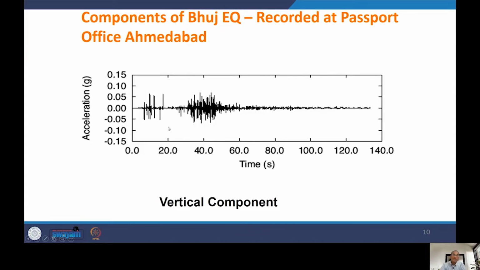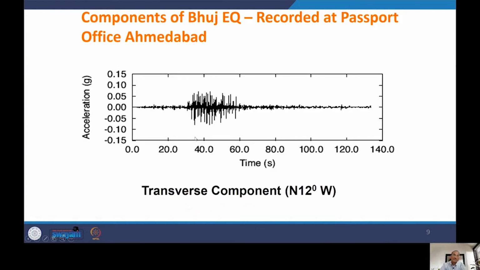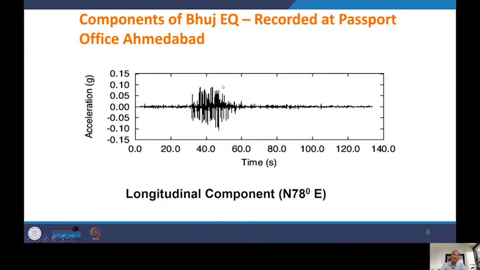Again, for the vertical component, the peak acceleration is further smaller. So these were the 3 components of the Bhuj earthquake, which are represented by acceleration time histories. But in each component, let's say the longitudinal component, what you could see is that with time it keeps changing. That means you have so many rises and troughs. It is increasing and decreasing, happening continuously.